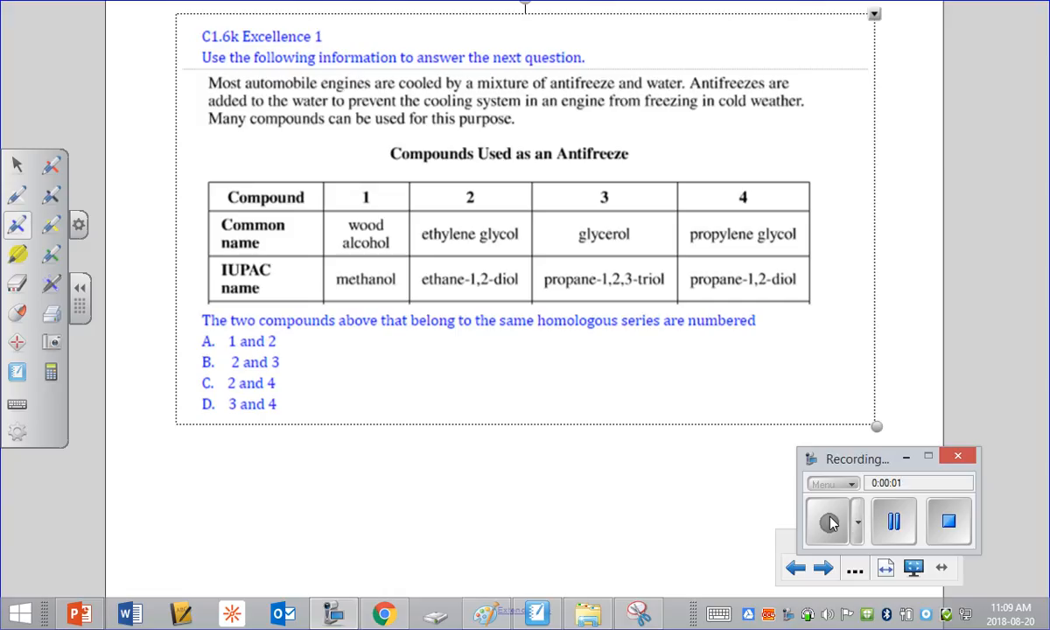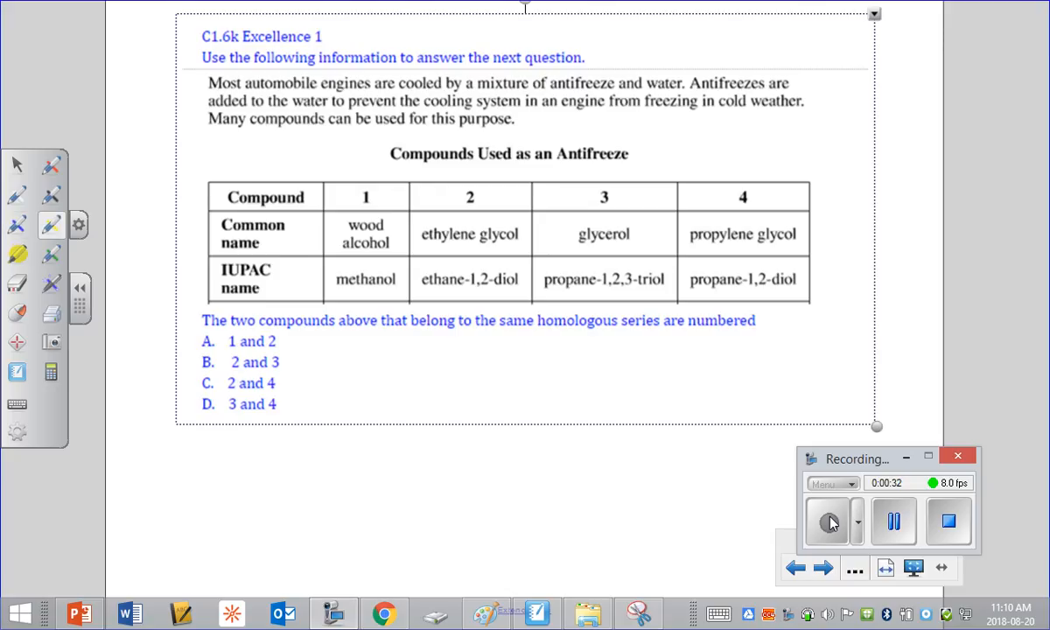All right, so in this question, we have some information about automobile engine coolants. We have antifreezes that are added to water to prevent the cooling system in an engine from freezing in cold water. So we have four compounds: wood alcohol, which is methanol; ethylene glycol, which is ethane 1,2-diol; glycerol, which is propane 1,2,3-triol; and propylene glycol, which is propane 1,2-diol. And the question is asking us which two compounds from this list above belong to the same homologous series.